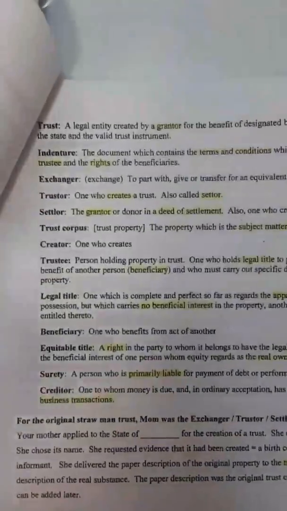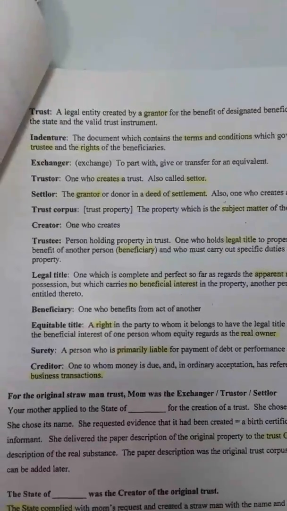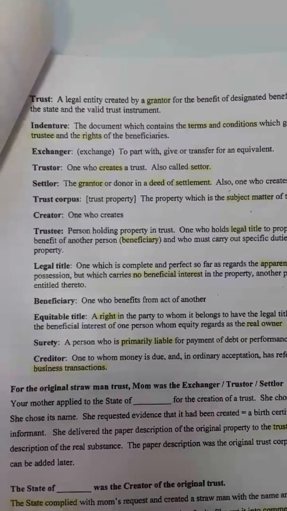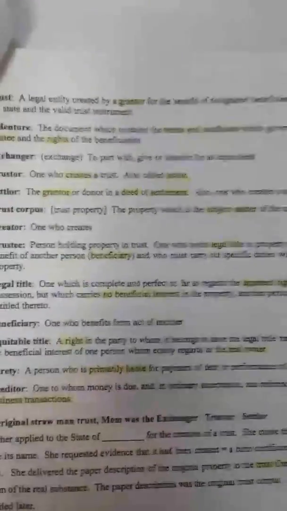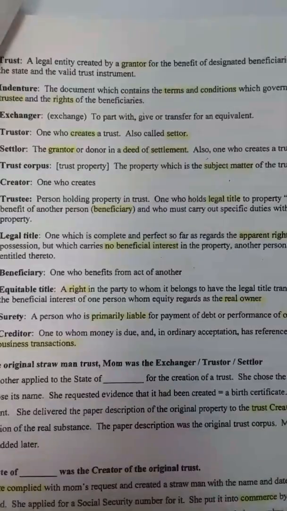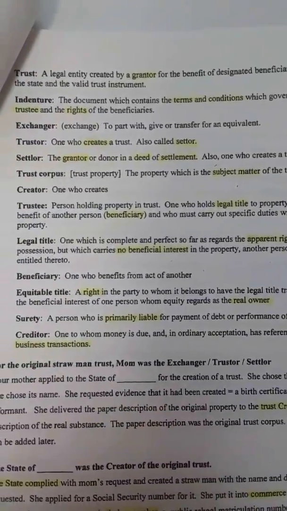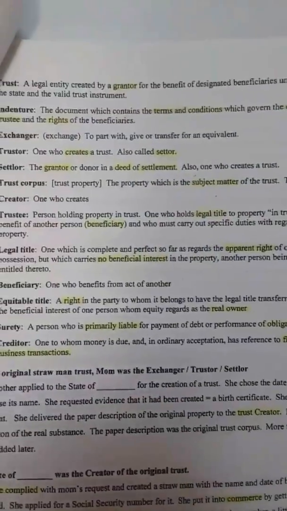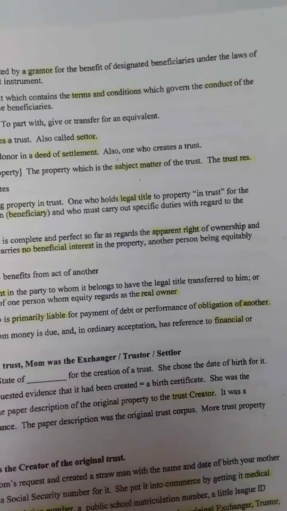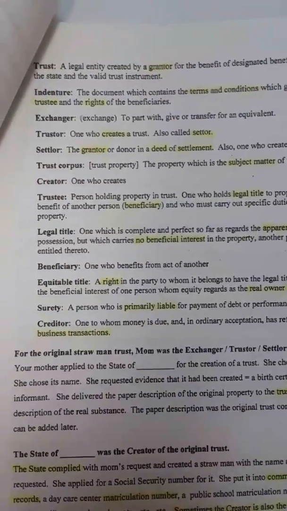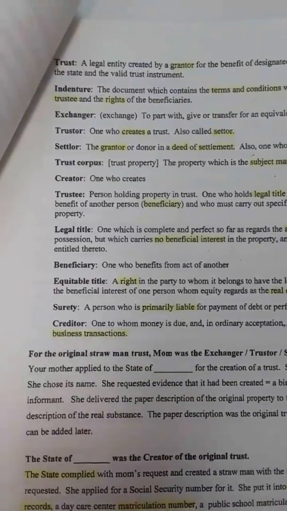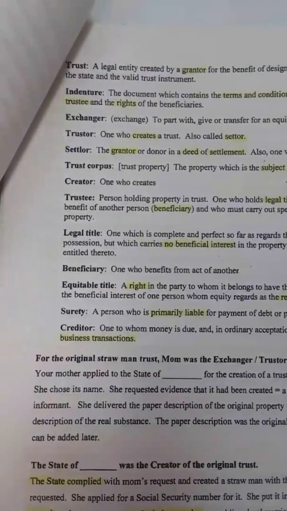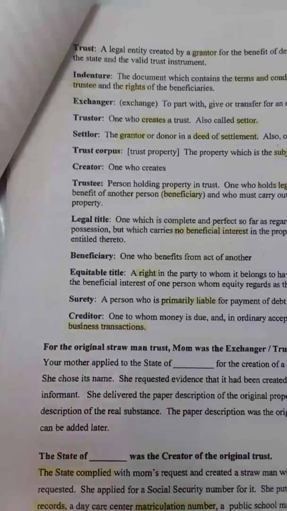Now let's go into this. Trust: a legal entity created by a grantor. Not a trustee, a grantor, for the benefit of the designated beneficiaries under the laws of the state and the valid trust instrument. It says indenture: the document which contains the terms and conditions and which governs the conduct of the trustee and the rights of the beneficiaries. So basically, when you put your indenture, this is where you put the positions. What's the trustee's job? Who's the beneficiary? Who's the grantor? And how is this going to operate together to make it work however you're trying to operate.